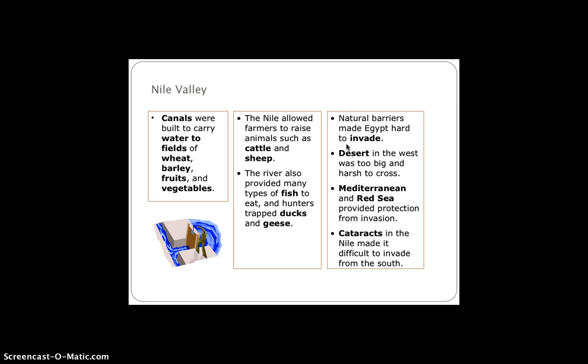Natural barriers made Egypt hard to invade. The Sahara Desert in the west was too big and harsh to cross. The Mediterranean Sea and the Red Sea provided protection from invasion, and the cataracts in the Nile made it difficult to invade from the south. So all these natural barriers made it that much more difficult for invaders from other countries to invade.